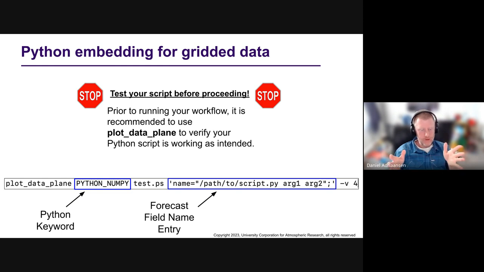This is always a good idea to do, even if you're not using Python embedding, but I think it's even more critical when you're writing your own Python script to serve data. And here I just highlighted the two pieces. Plot data plane doesn't have a configuration file. So instead of the field name entry, you just provide the name, which is your Python path and arguments on the command line with the appropriate quotation separation noted here, and then the Python keyword in place of the netcdf or gridded data file that you would normally use.